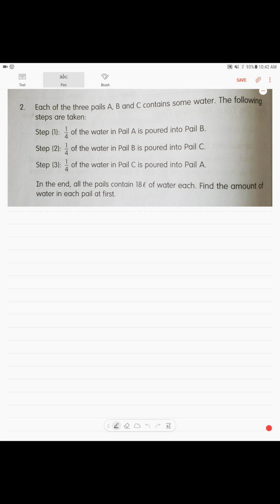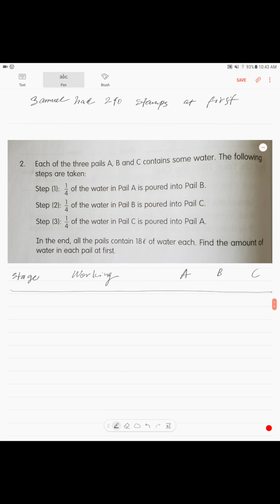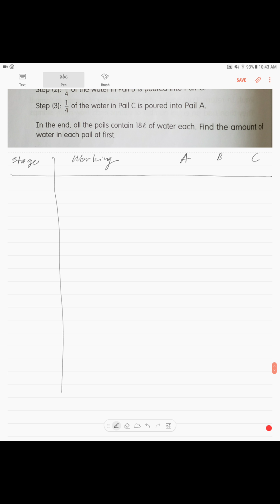Same thing again. We make our table and we retract. What's going on? In our table we need to do our stages. To follow the stages, we need to do our working. This is our calculations and our 3 pails, A, B, and C. Let's try to accurately separate everything.